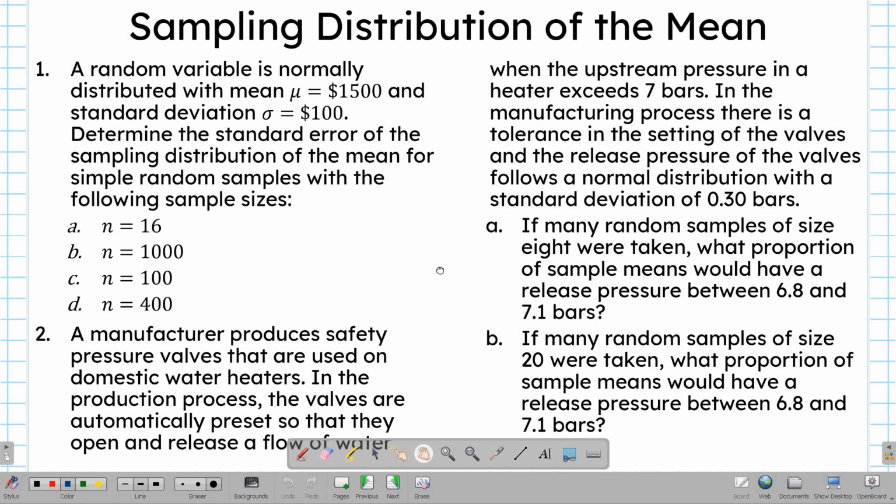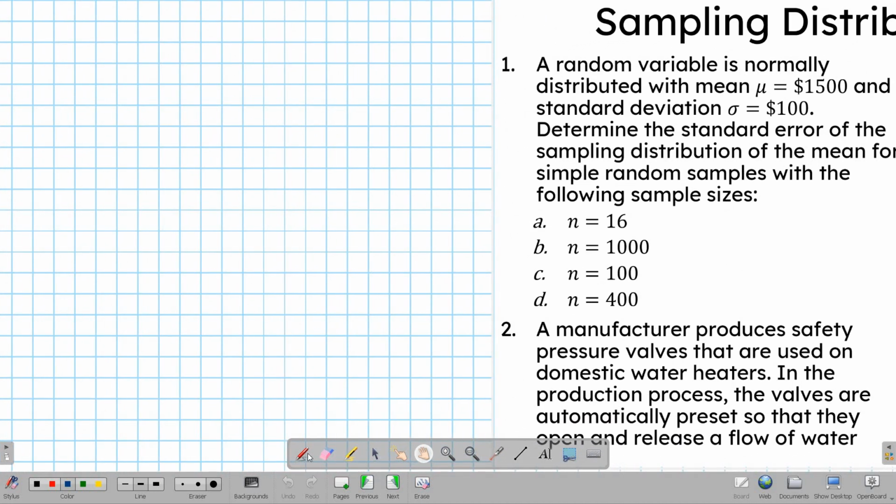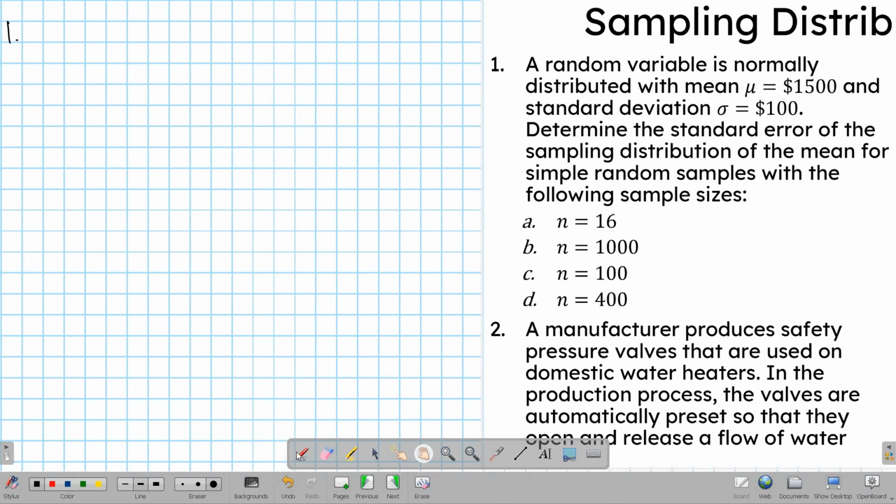So we have number one. A random variable is normally distributed with a mean of $1,500 and a standard deviation of $100. Determine now the standard error of the sampling distribution of the mean for simple random samples with the following sample sizes.